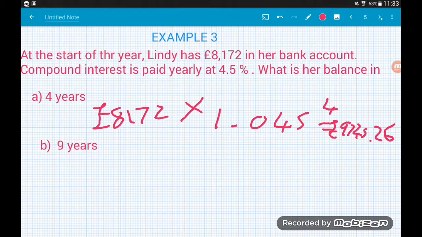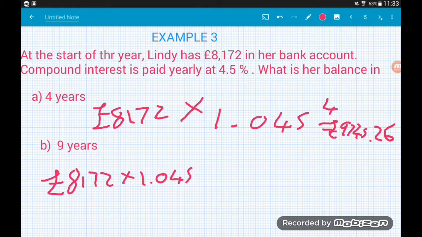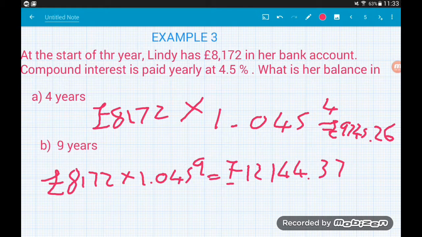Cracking. Okay, and then we want to know her balance after 9 years. So again, 8,172 times the same multiplier, 1.045, this time set to the power of 9. Smash that in and check that you get £12,144.37. Okay guys, that's how we play compound interest.